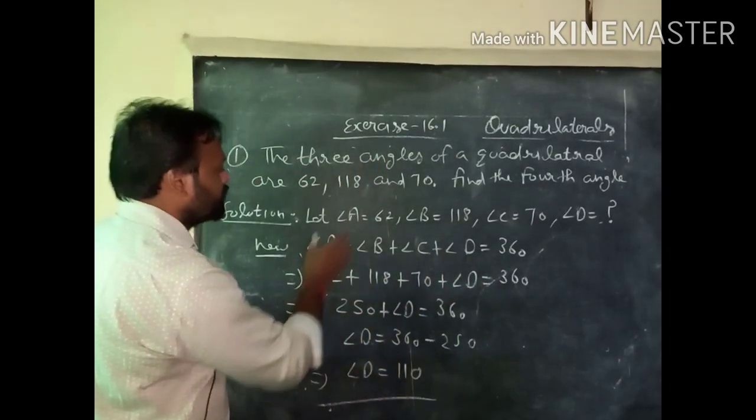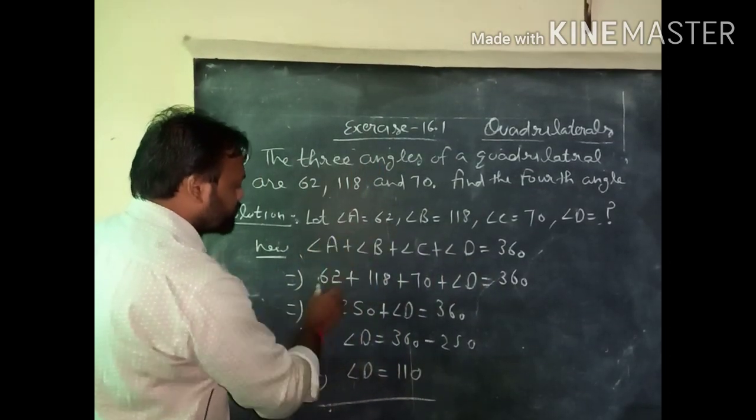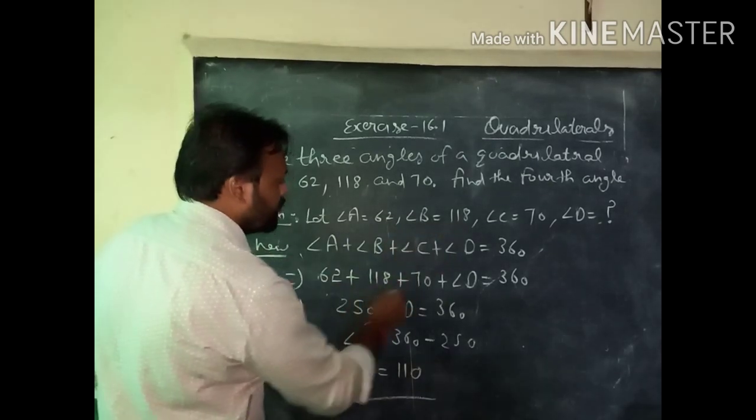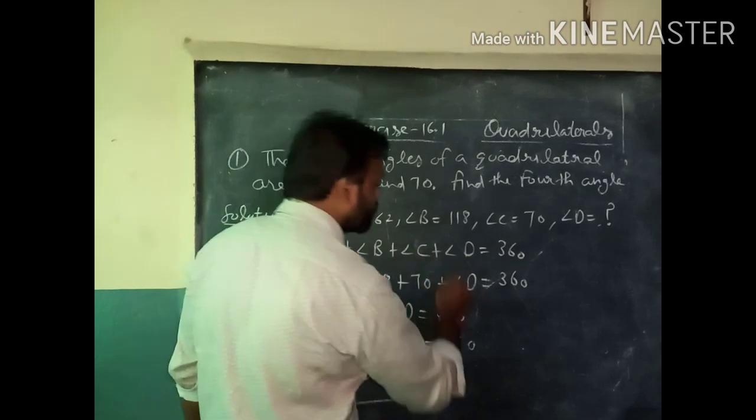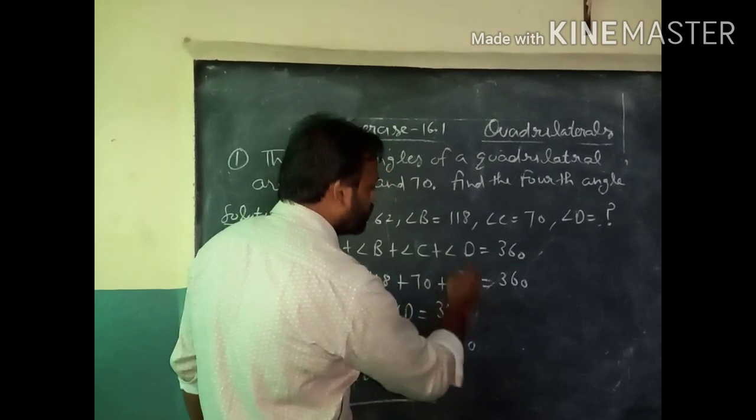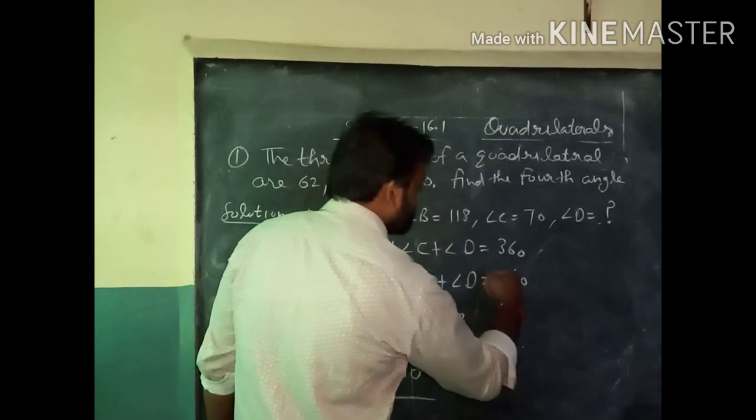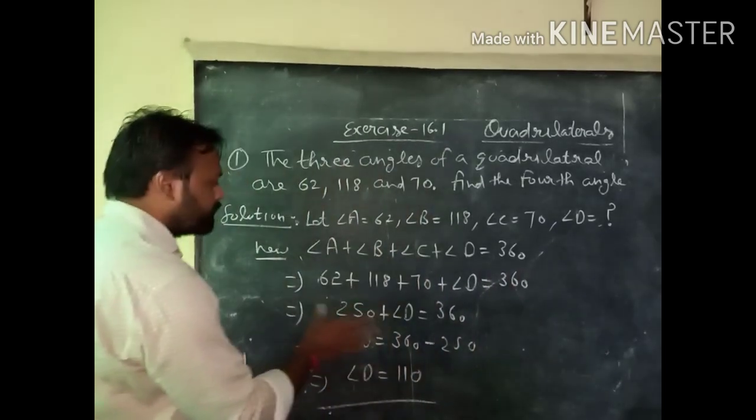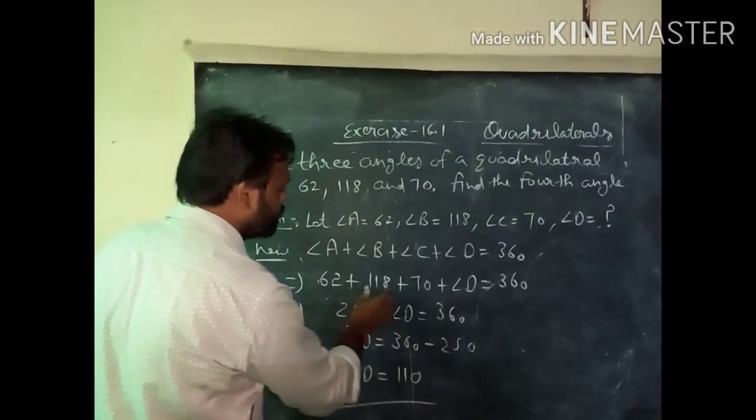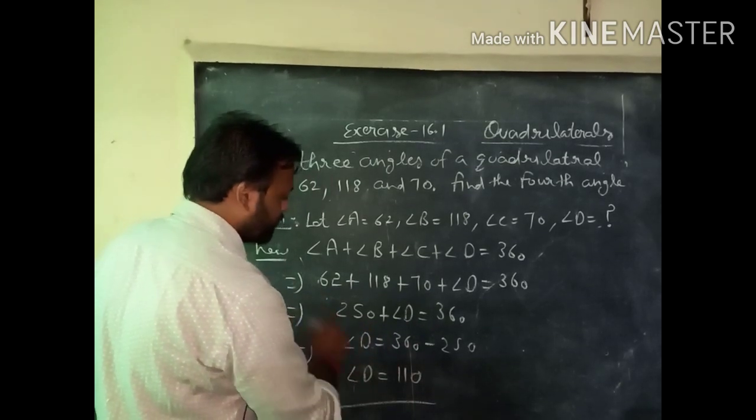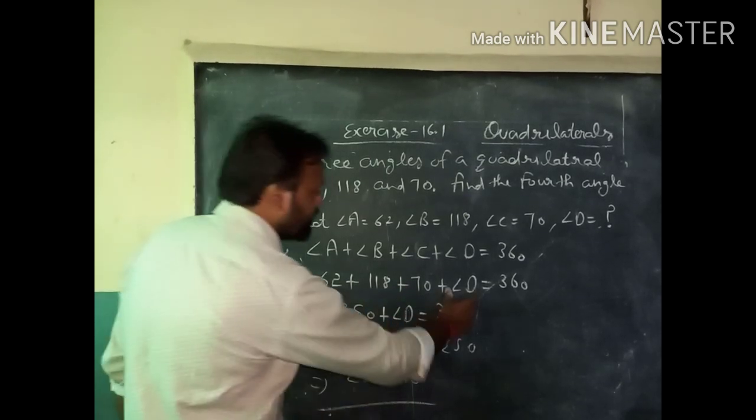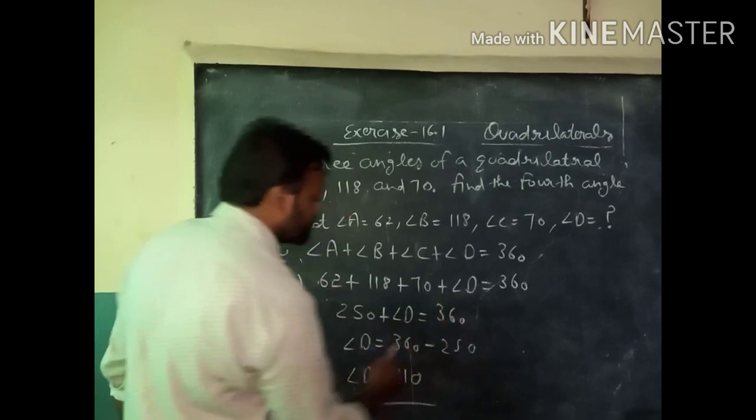Now put the values which we have. Angle A is 62 plus angle B is 118 plus angle C is 70 plus angle D, which we write as it is because we don't have its value, and it is equal to 360. Now you can add 62 plus 118 plus 70, it will become 250. So 250 plus angle D is equal to 360.